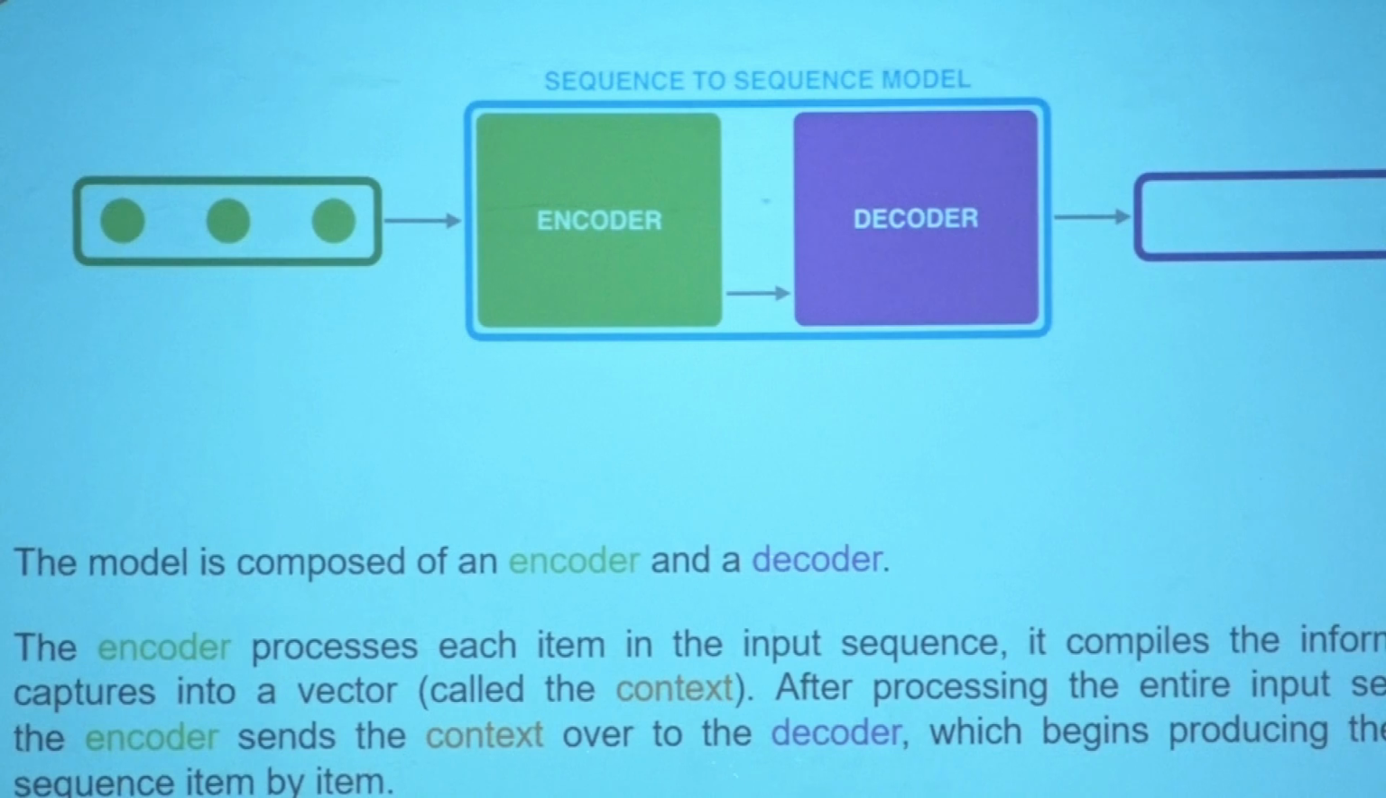Okay. Now let's understand the sequence to sequence model. If you understand the sequence to sequence model and how encoder-decoder works, you'll understand transformer. So before we actually step into transformer, we will understand what a sequence to sequence model is, and how encoder and decoder work in it. So the sequence to sequence model is composed of what? Encoder and decoder. Okay. What does encoder do?